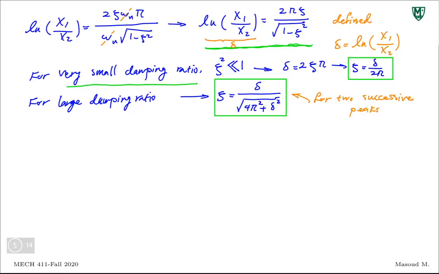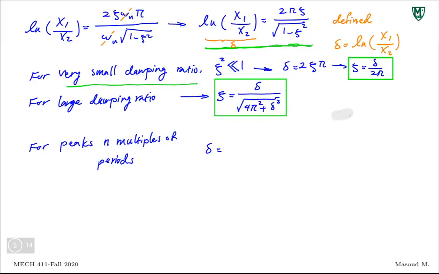If the peaks are not successive, you can pretty much follow the same process. For peaks that are multiples of periods, look at how many periods they are apart. The only thing that changes is delta. The relationship, maybe I shouldn't have put it here. Okay, let me fix it. I don't want to write the whole relationship. The relationship is this for all the cases.